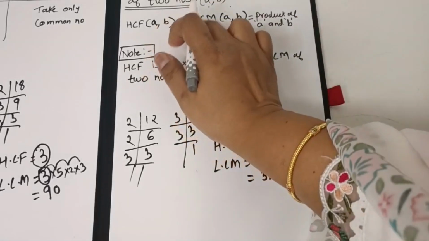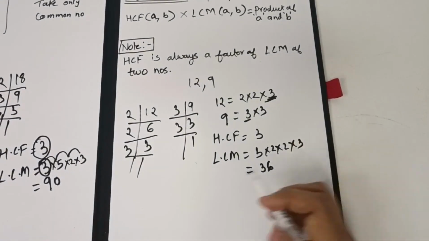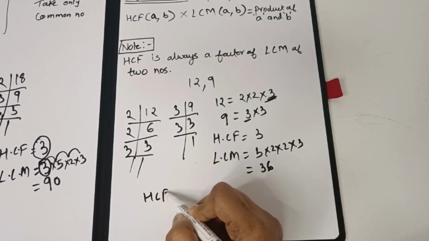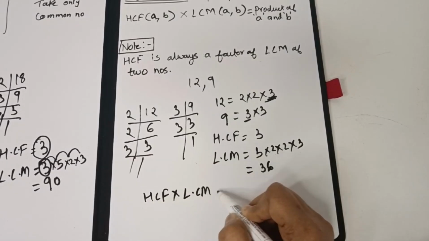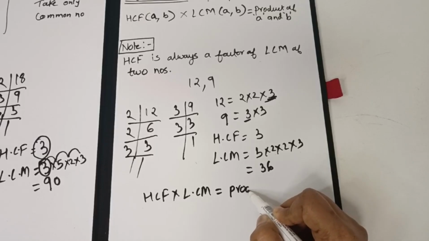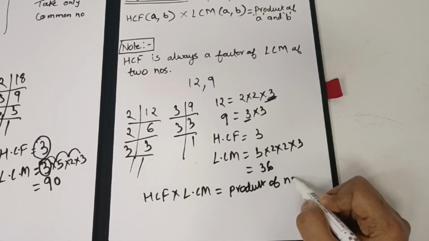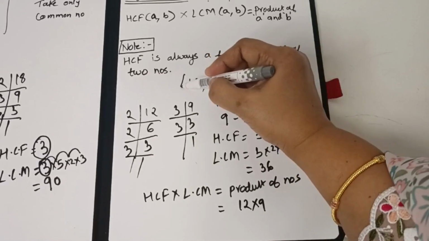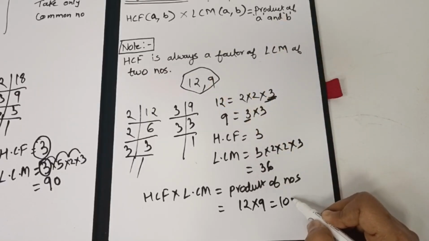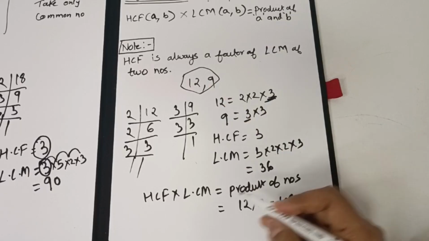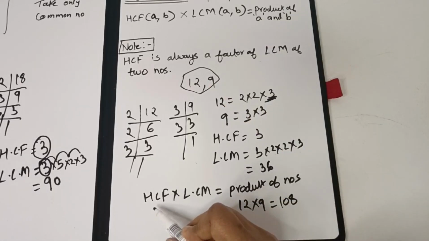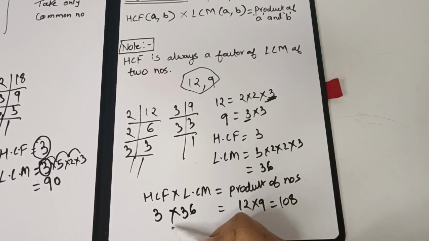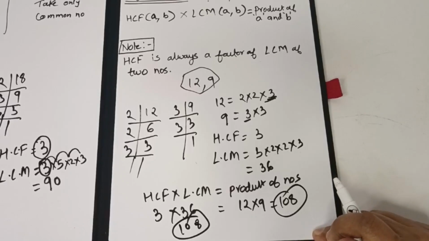Now let us check this relationship with these two numbers. What I've said, HCF into LCM is equal to the product of the numbers. So the product of the numbers is 12 into 9, because we are taking these two numbers. 12 into 9, I know it is 108, right? So our RHS is already verified. Let us see the LCM and HCF product. HCF is 3 and LCM is 36. Let us see whether it is coming 108. Yes, it is also coming 108. So it is verified.